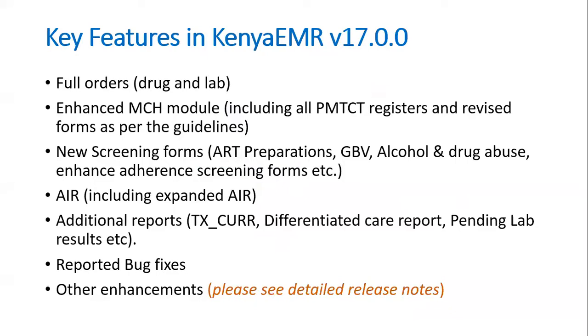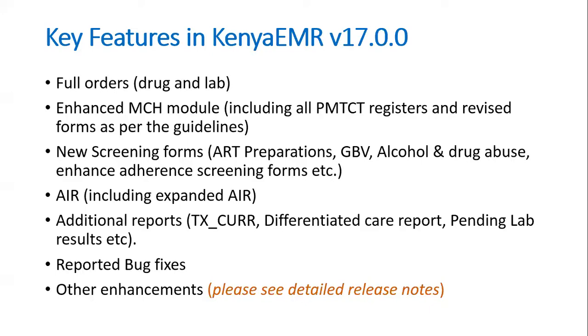version 17. Just to highlight a few features, you are going to see full orders, both for drug and lab. You are going to see an enhanced MCH module. This includes all the PMTCT registers and revised forms as per the guidelines. You are likely to see the new screening forms, for example, ART preparations, gender-based violence forms, alcohol and drug abuse, enhanced adherence screening forms, among others. So once you upgrade, take your time, go through these reports, and you're going to see these features.